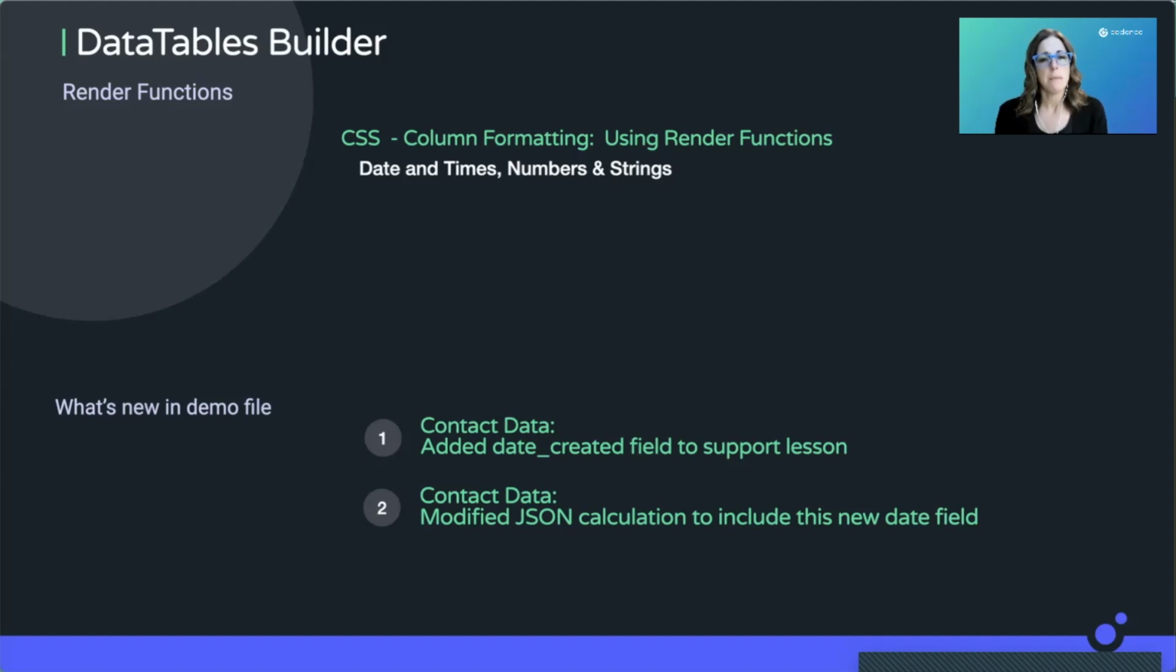So just to point out, I didn't mention this in the last file because it wasn't used yet, but I have updated the contacts data to include a date field. So I made up a date that said, hey, when this person was created, this record was created. And I did that only to be able to support our lessons on the date and times. So if you have an older file, just make sure that you grab this demo file and you get the contacts information updated. And to be able to make that work, I've also updated the JSON calculation. So that's it. Let's hop over to the demo file and learn how to use render functions.